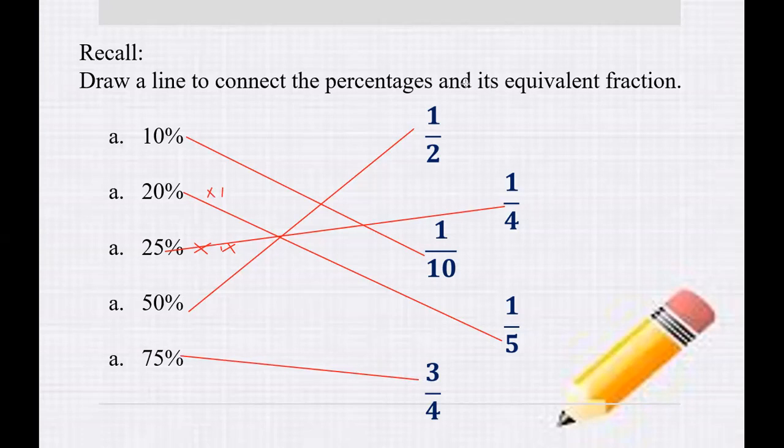Remember, when we have 10%, we can write 10 over 100. And if you cancel that, it will give you 1/10. 20% can be written as 20 over 100. And if you cancel that, it will be 2 over 10, and then you divide it by 2, so it will be 1/5. Okay? And 50%, of course, what is 50%? It's half. 75% will be 3/4. Okay?